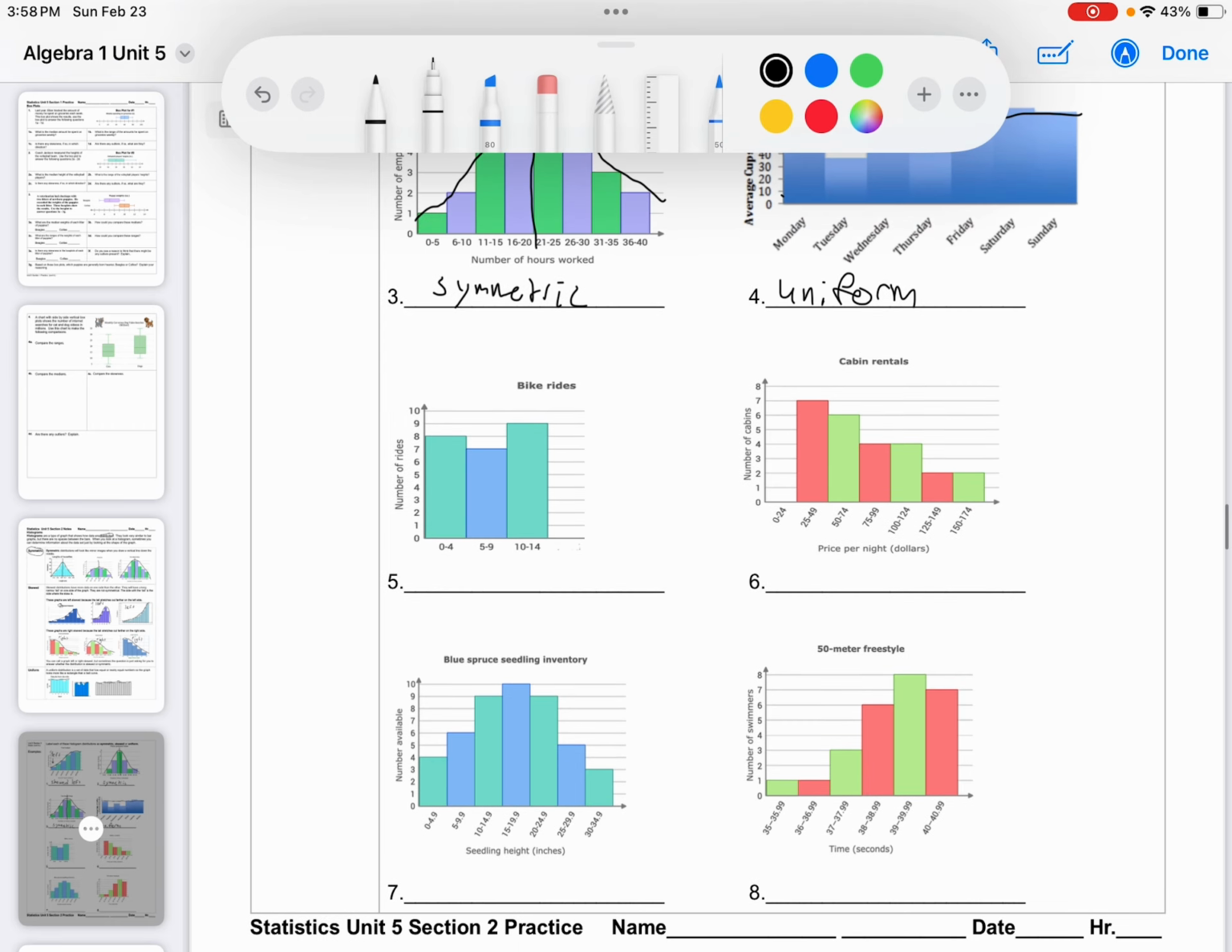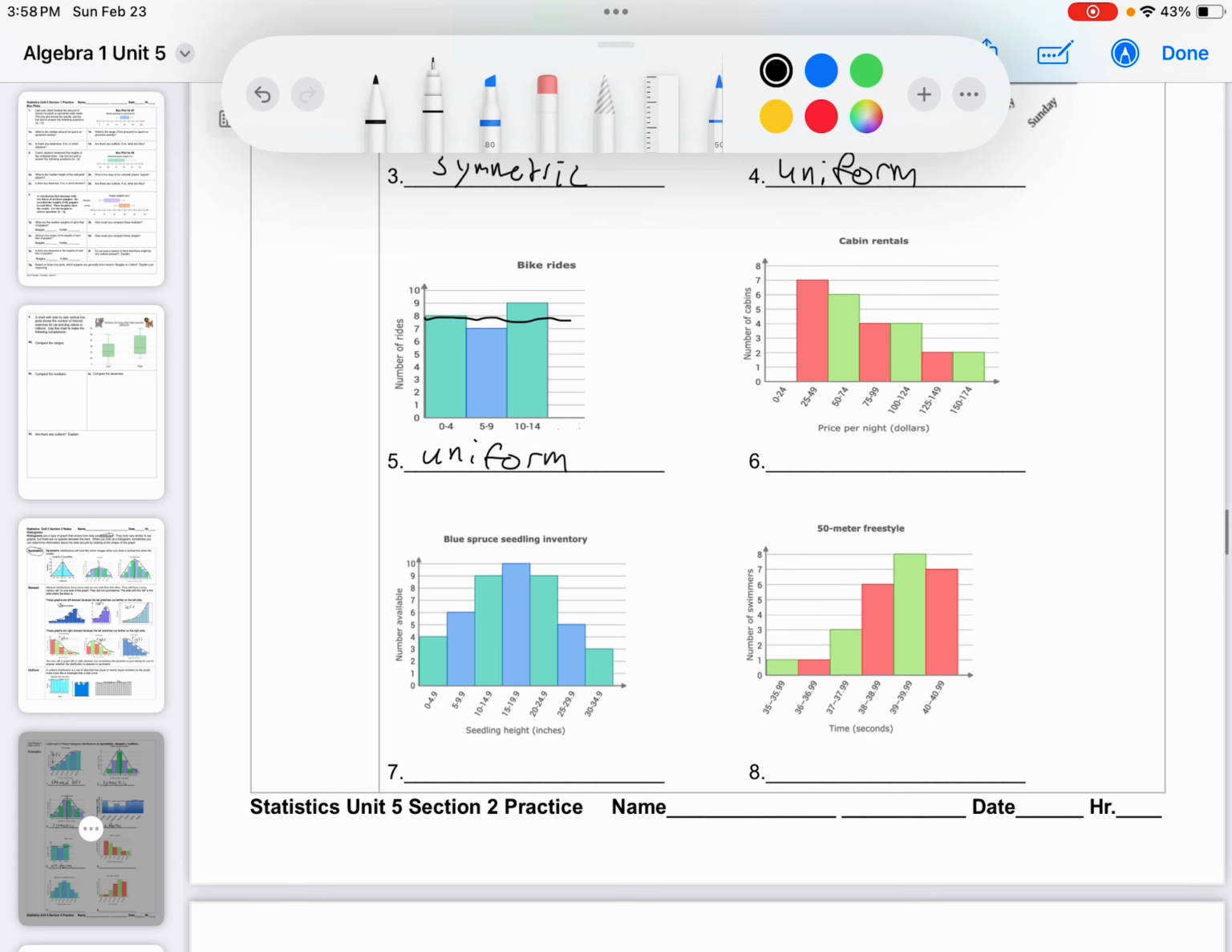Kind of the same thing with this next one. We don't really go up and then down. We don't really start high and then go down, or start low and then go up. This one, they're more or less at the same height around here, so I would say this one is uniform. Okay, we've got just a couple more left. This one looks like we start at the top and then we start going down as we go to the right. So this one would be skewed. And again, the tail or the short end of it is on the right side. So I would say this is skewed right.